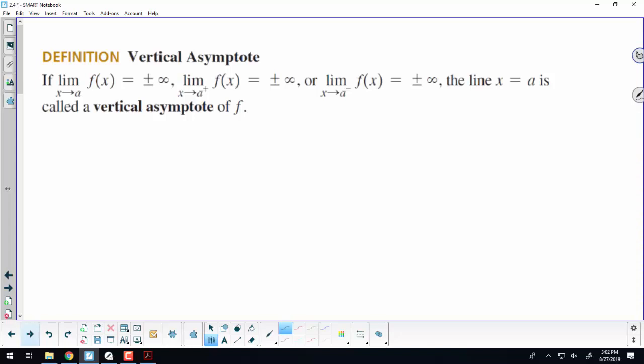It's not the zeros of the denominator that are not zeros of the numerator. That is not a definition of a vertical asymptote. That's sort of a workaround before you have the language of limits. So this is the definition of a vertical asymptote. Questions?